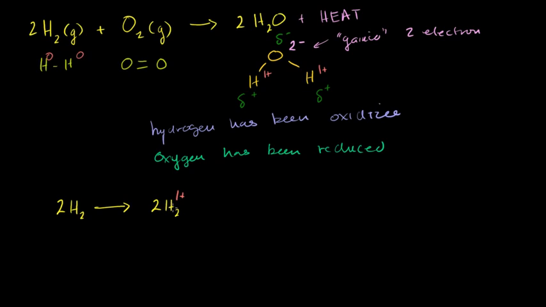Molecular hydrogen has 2 hydrogens, and we have 2 moles of this. So there are 4 hydrogens here. Each of the 4 hydrogens lost an electron. So I could write this plus 4 electrons. That's the half reaction for hydrogen. It lost 4 electrons. So this is another way of saying that hydrogen is oxidized because it lost electrons.